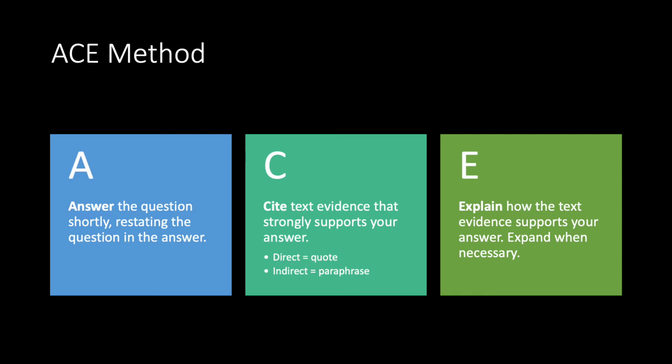Expand when necessary. So we gave our A answer, we restated the question, we said it again. We C, cite, we pick a quote or paraphrase from the text to show where we found our answer. And then last, we just have to explain. Explain how our evidence supports our answer.